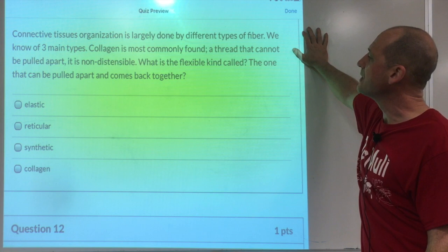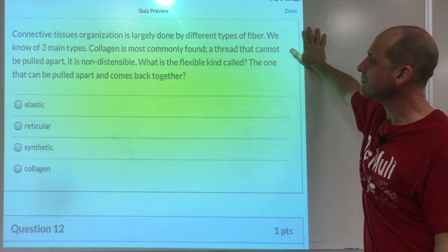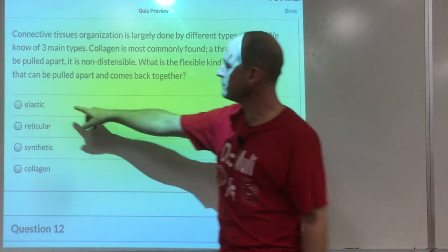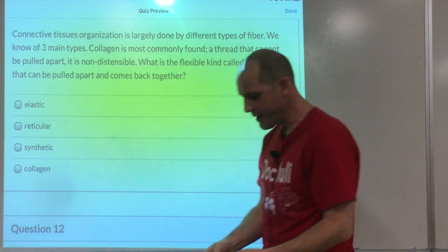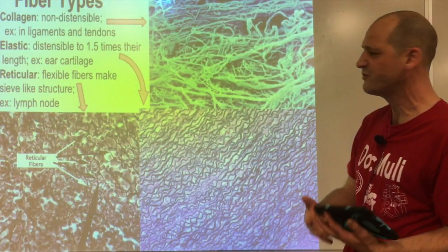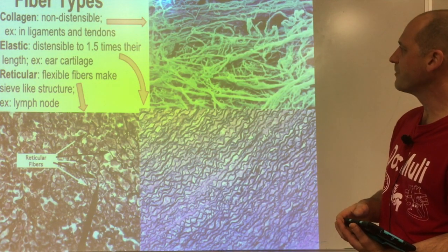What's the flexible kind called? The springy one. What's the springy one? Elastic. And then we got the last one, and that's the reticular. You think of it like a sieve structure, like you can filter things through that a little bit. So that's how they look.